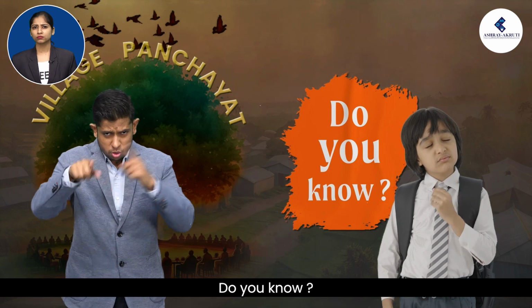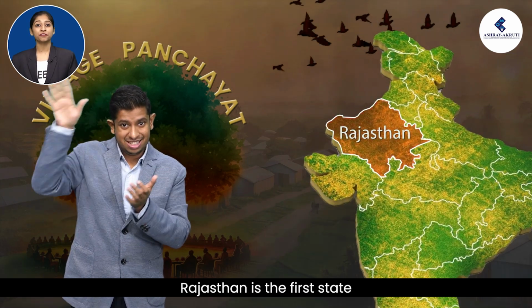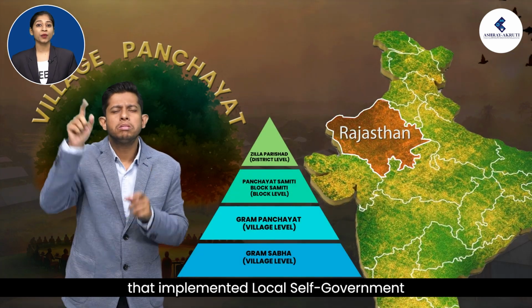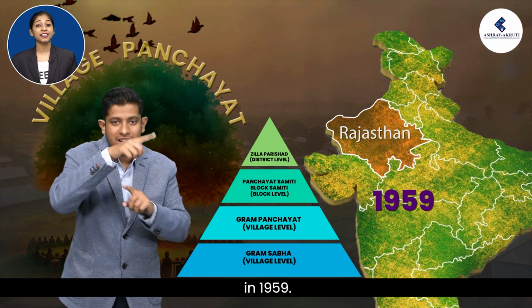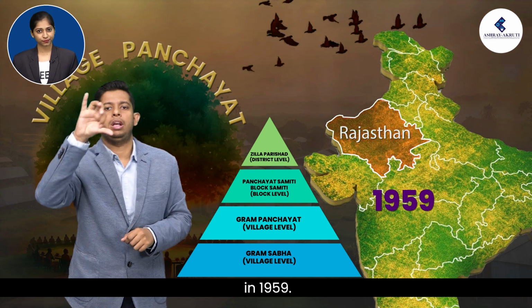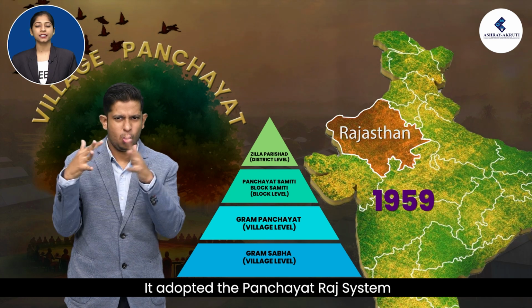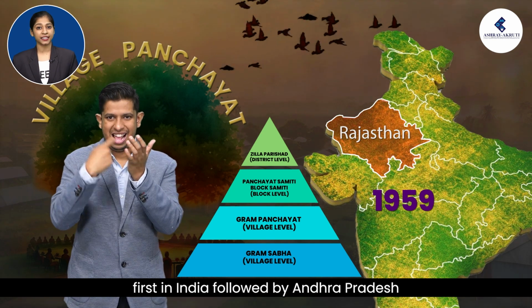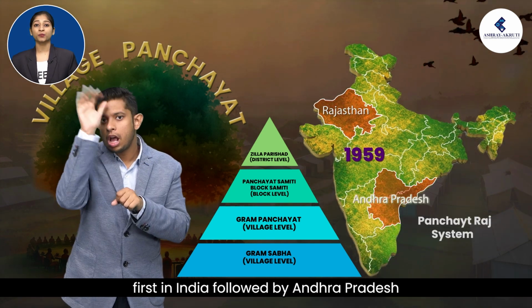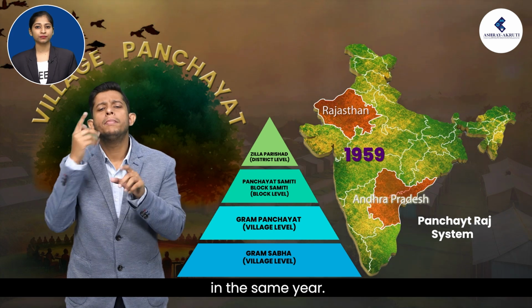Do you know? Rajasthan is the first state that implemented local self-government in 1959. It adopted the Panchayat Raj system, first in India, followed by Andhra Pradesh in the same year.